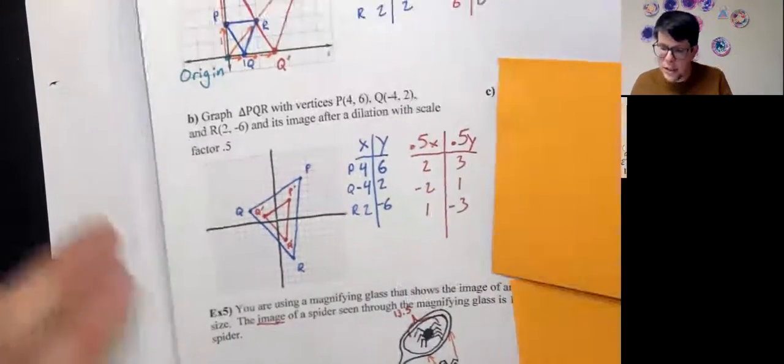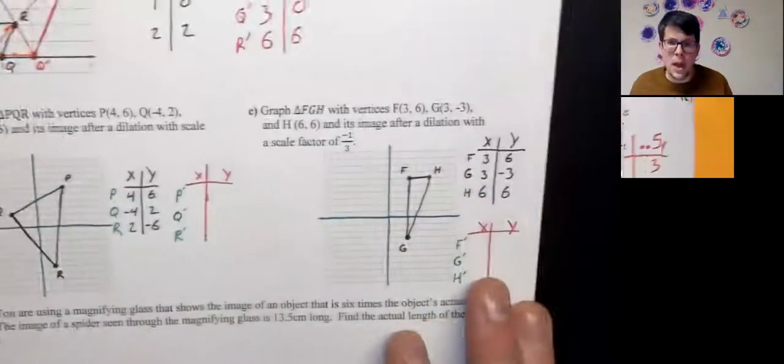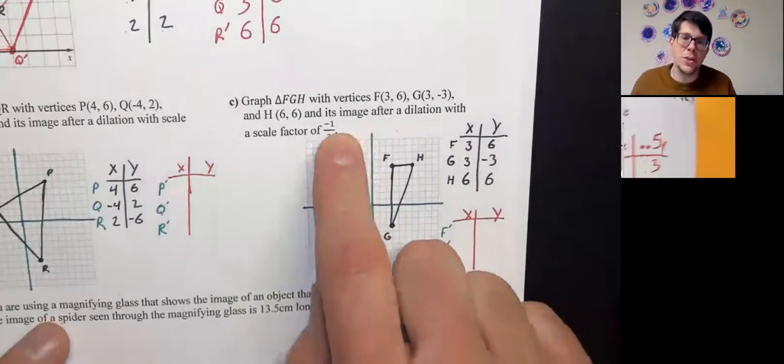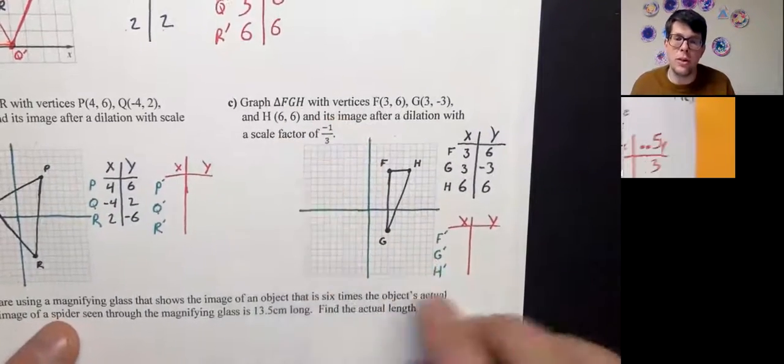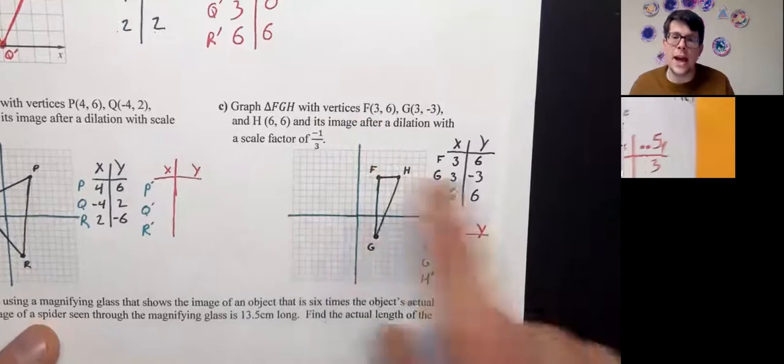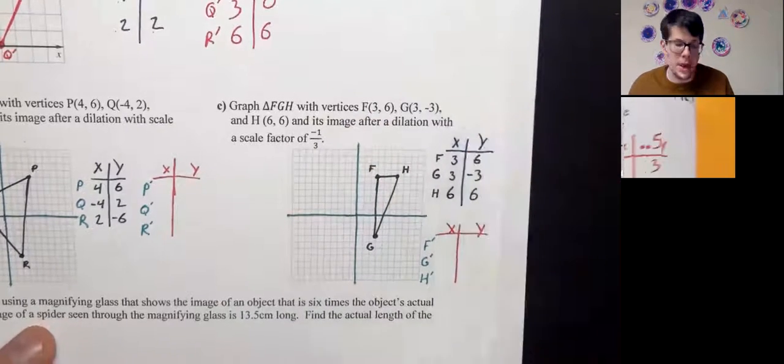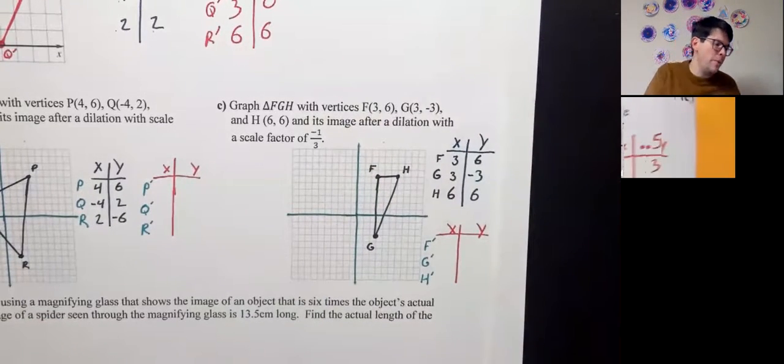Okay, next, let's try the one that's right after that, which is going to be letter C. This one's got a couple things going on. So you'll see your scale factor is actually -1/3. I want you to see if you can use that guy. And once again, I've kind of given you a hint. You've got your tables all set up right here for you.